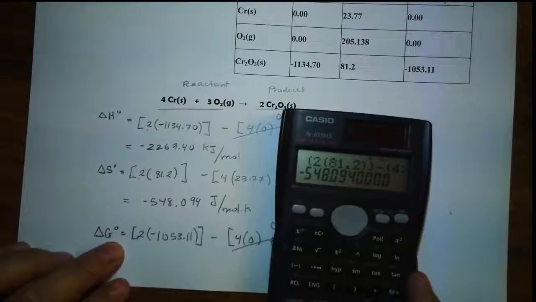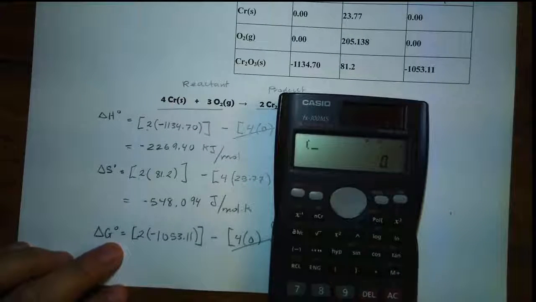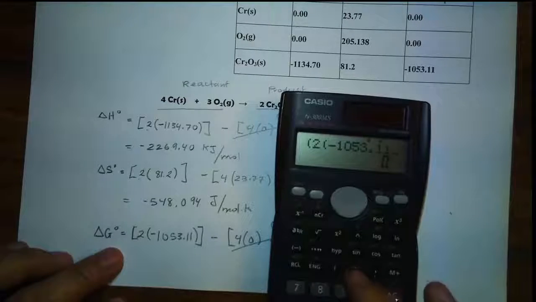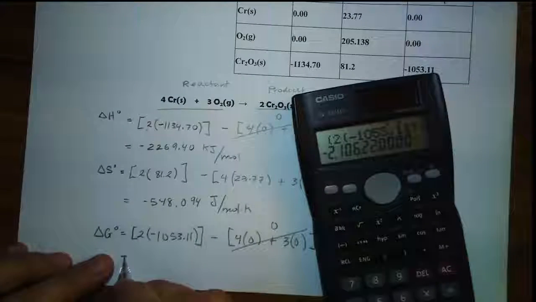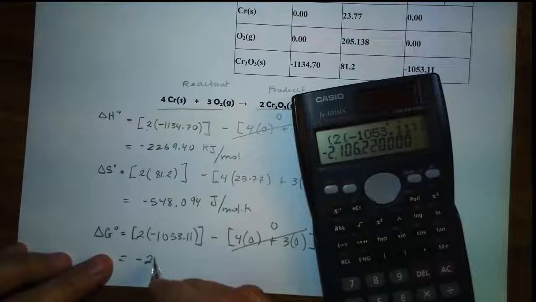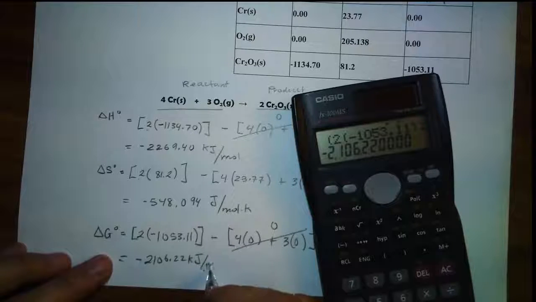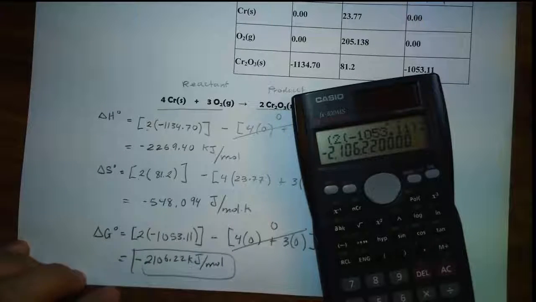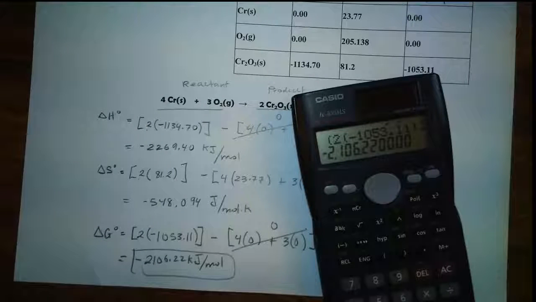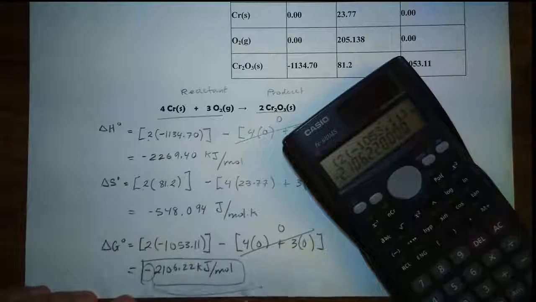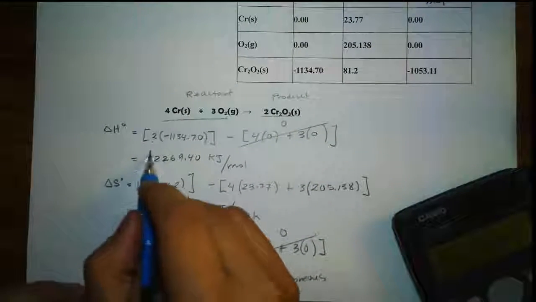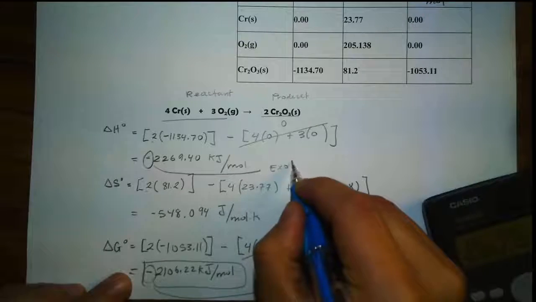And our answer is just that part only, which I can put in parentheses: 2 times negative 1053.11. That will give us an answer of negative 2106.22. And what's the unit? Kilojoule per mole. And what does negative delta G represent? It is a spontaneous reaction. Isn't that beautiful? So this right here tells you it is spontaneous, whereas delta H tells you it is an exothermic reaction.